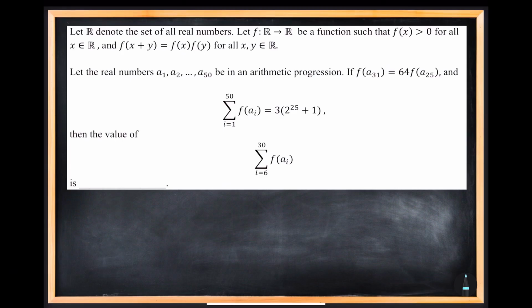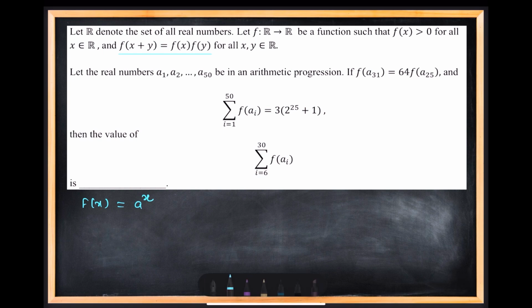So we got this situation to handle. Let R denote the set of all real numbers. Let f defined from R to R be a function such that f of x is greater than 0 for all x belonging to R, and f of x plus y equals f of x into f of y. So you know that whenever we witness this kind of situation, we assume that f of x is nothing but a power x. Correct, wrong? So in this part, you have to calculate who is a. Now look at this observation.